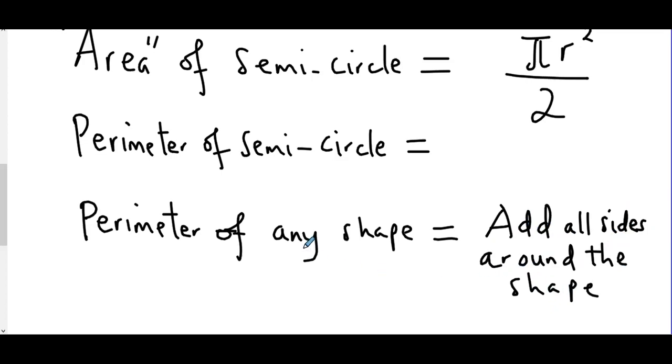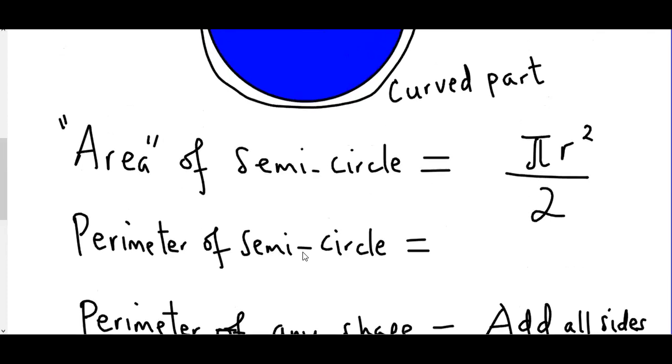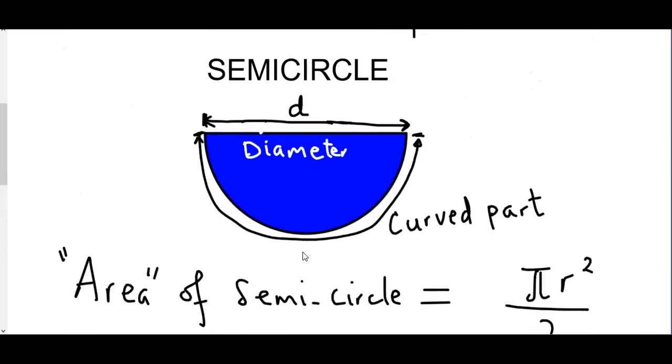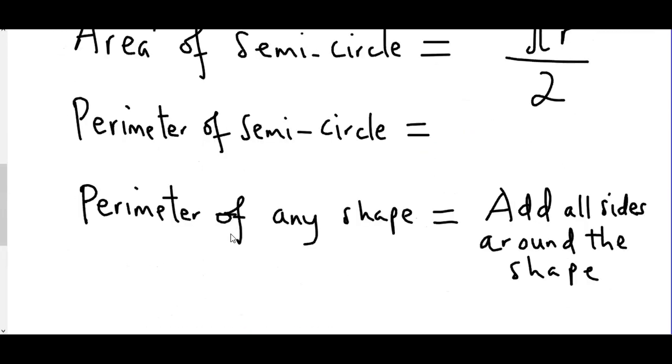Now, if I'm looking for the perimeter of a semicircle, I go to the semicircle and see how many sides there are. A semicircle has 2 sides. Side 1 is the flat side, which is your diameter. So the first part of a semicircle is the diameter itself. The second part is this part here, which is circular.